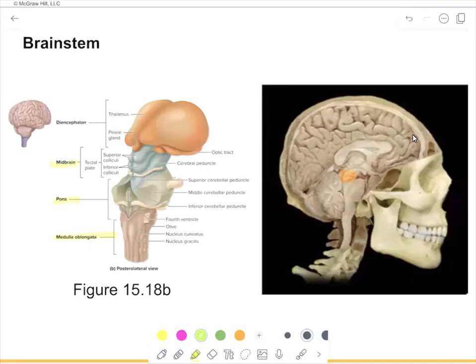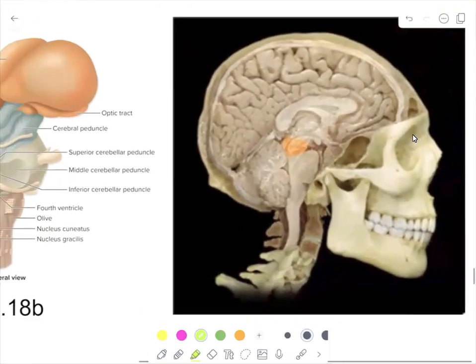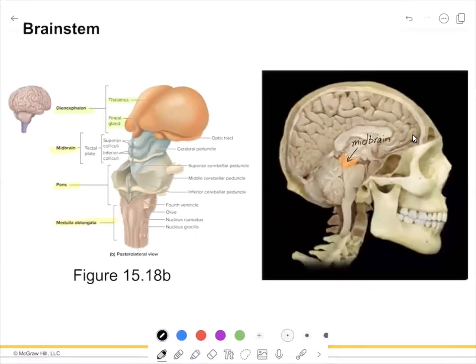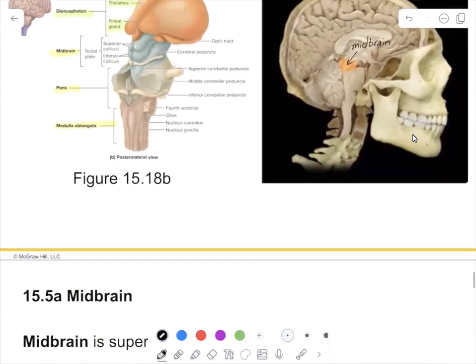The diencephalon is superior to that, so I'll use a different color, and it contains the thalamus, the pineal gland, which is the epithalamus, and the hypothalamus, which you can't see here. On the image to the right, on this specific cadaver image, this would be the most superior portion of the brainstem called the midbrain.